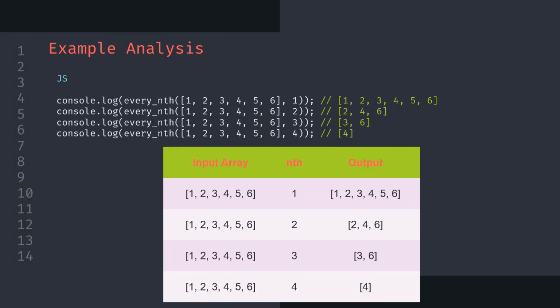Here are some examples. For the first one, with nth being 1, we include all elements so the output matches the input array. With nth being 2, we extract every second element, 2, 4, and 6. And for nth being 3, we just get 3 and 6. Finally, with nth being 4, only the fourth element, 4, is included.